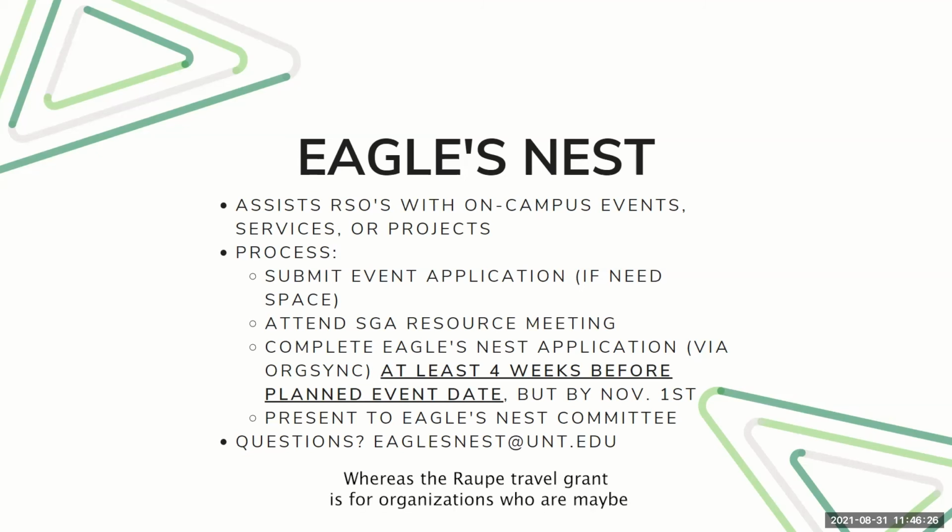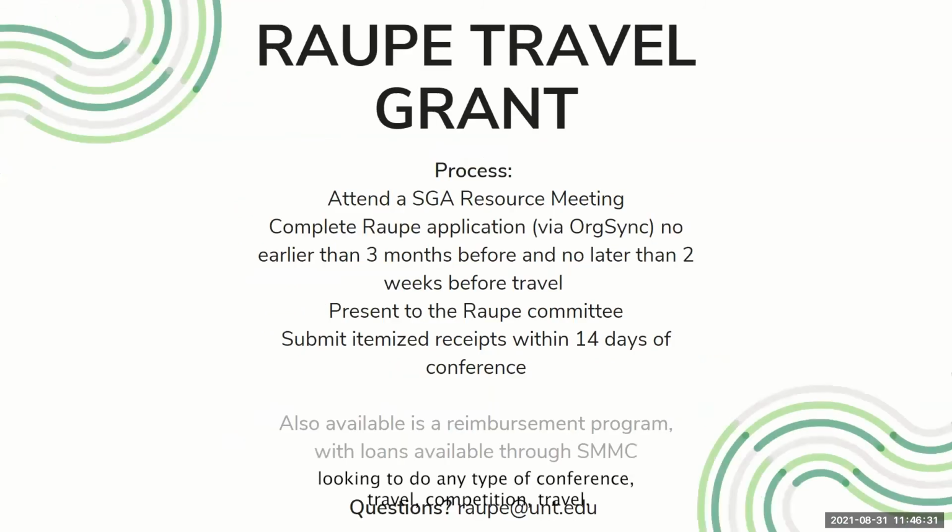Whereas the RALP travel grant is for organizations who are maybe looking to do any type of conference travel or competition travel. This is just a way for students to get money to increase their learning or increase their knowledge within their organization. With this one, they have to attend an SGA resource meeting, but they must apply no later than 3 months before their travel, and not later than 2 weeks before their travel. So if you know that you're planning to travel maybe in spring semester, I would do it in advance, so that way you already have that submitted to the committee.